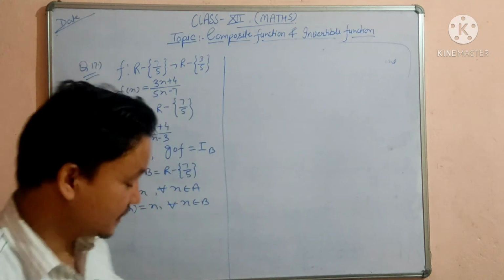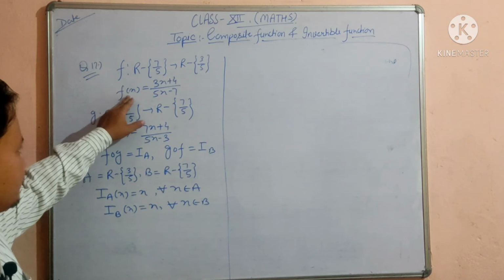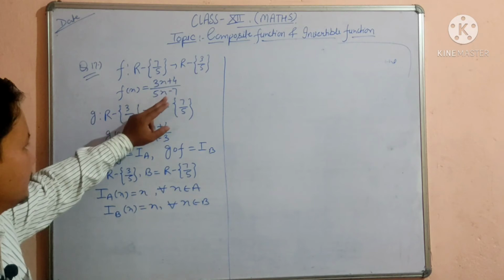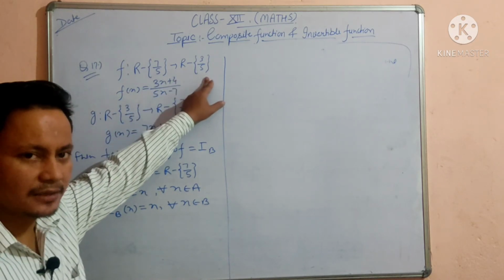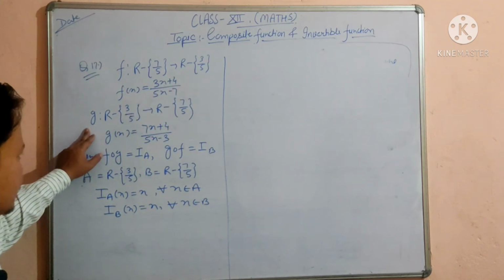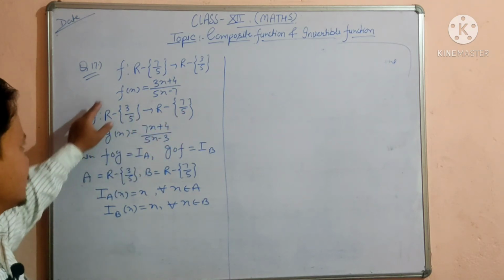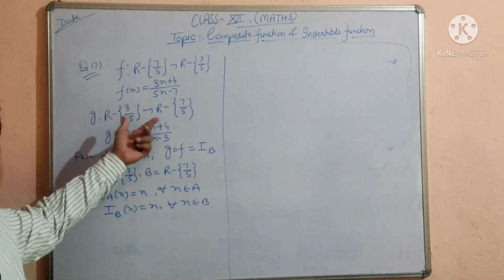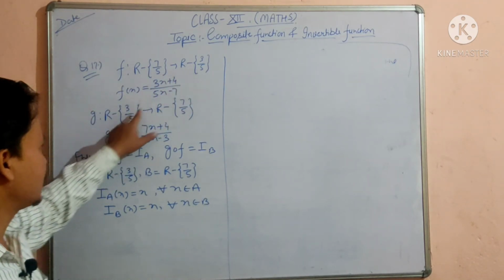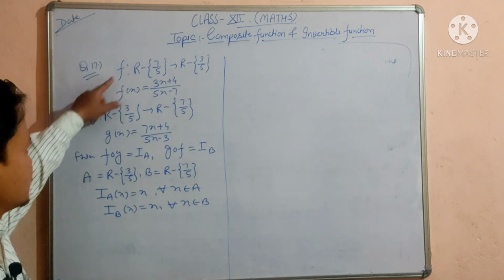Now what we have to do here: we are given two functions f(x) and g(x). The domain of this function is R minus 7 upon 5, meaning the set of all real numbers except 7 upon 5, and the codomain is R minus 3 upon 5, meaning the set of real numbers except 3 upon 5. Another function is g, whose domain is R minus 3 upon 5 and codomain is R minus 7 upon 5. Actually g is the inverse of f. It is clear from the given functions. Why? Because the domain and range are interchanged here: the codomain of the first became the domain here, and the domain of the first became the codomain here. So g is actually the inverse of f.